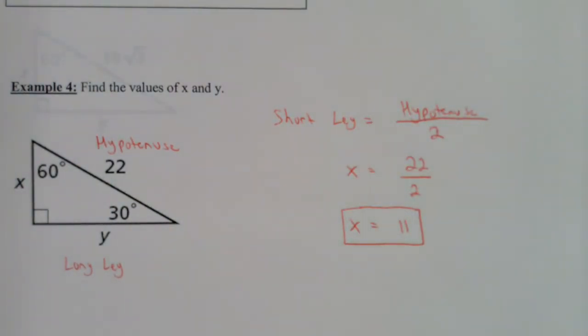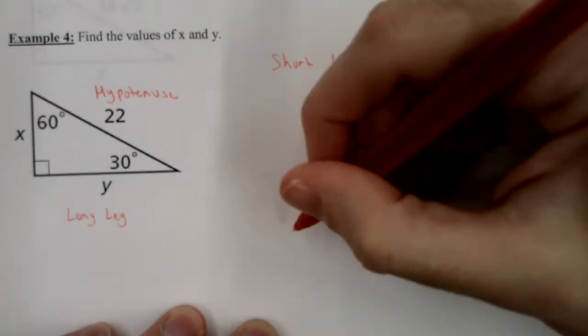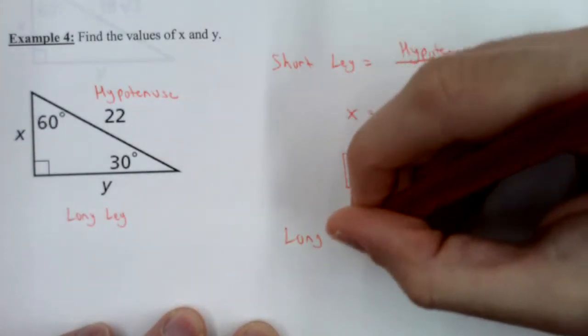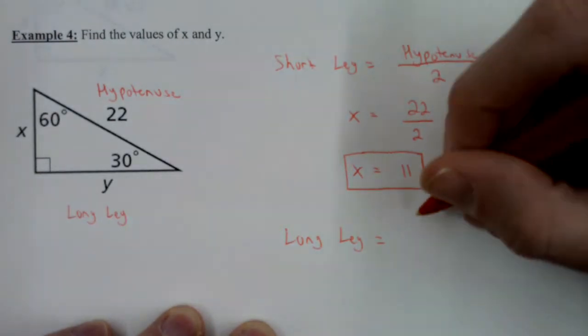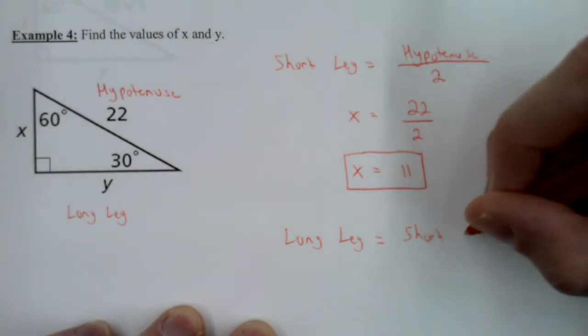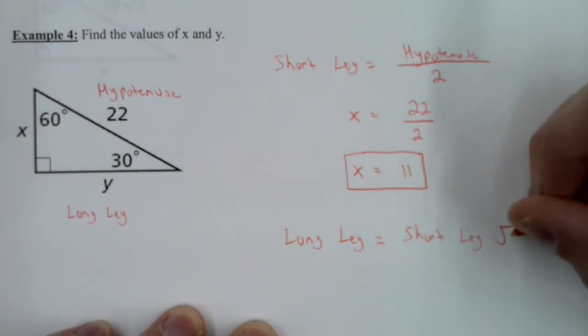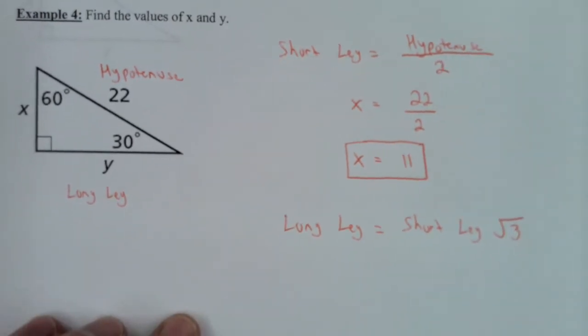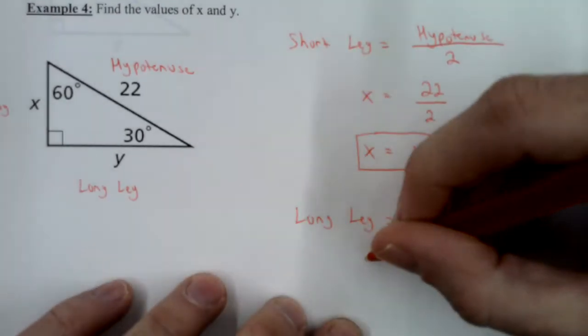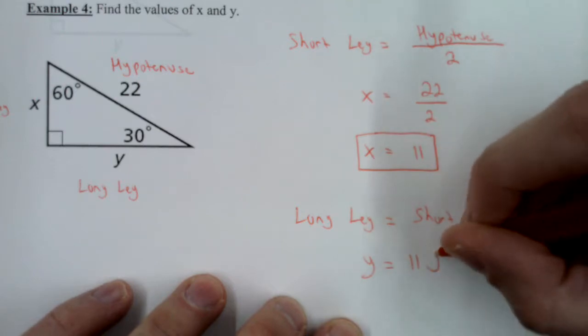And now we can solve for the long leg, which is Y, because you know above that the long leg equals the short leg times the square root of 3. That's one of the formulas I gave you above. So Y equals 11 times the square root of 3.